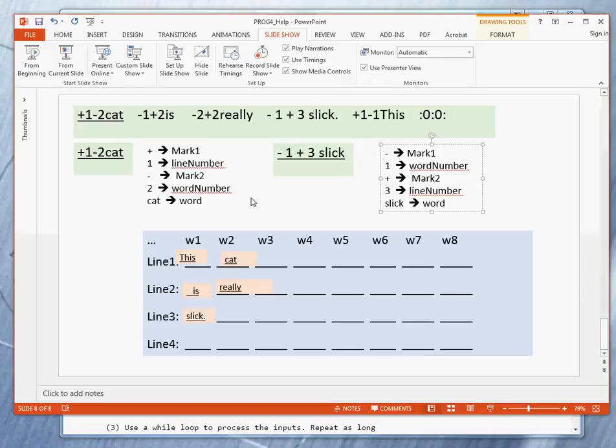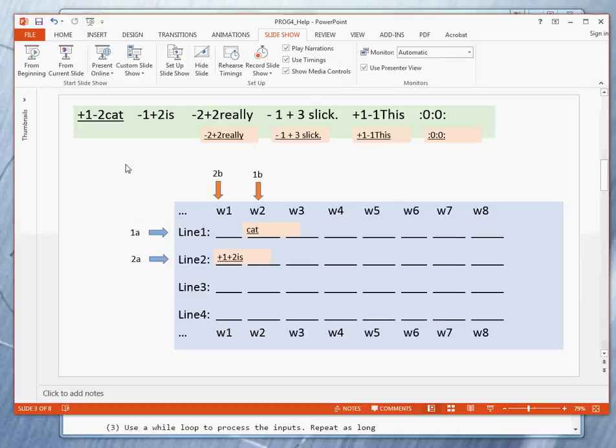Now, notice that once we make the decision, we can say what the line number is and then what the word number is. And we already have the value of the word. So this is how we basically follow the algorithm. Alright, that's all I want to give on that.